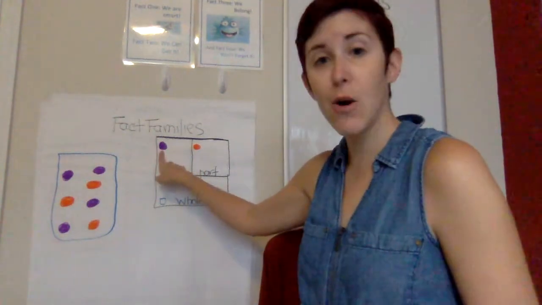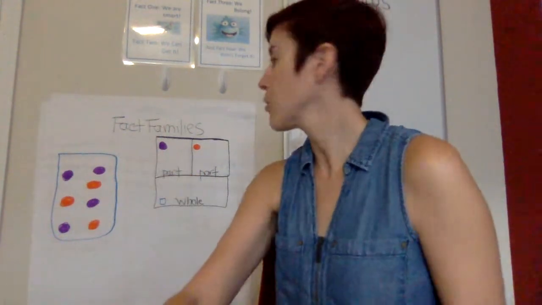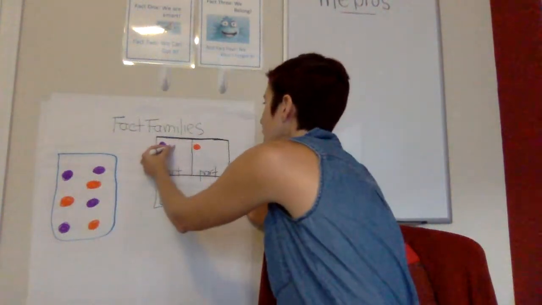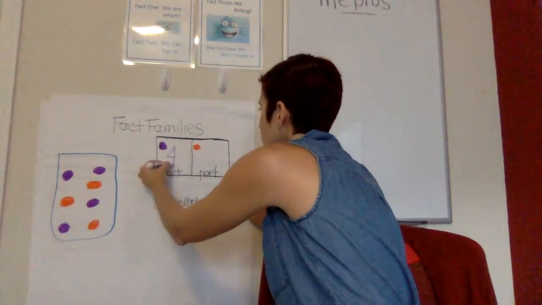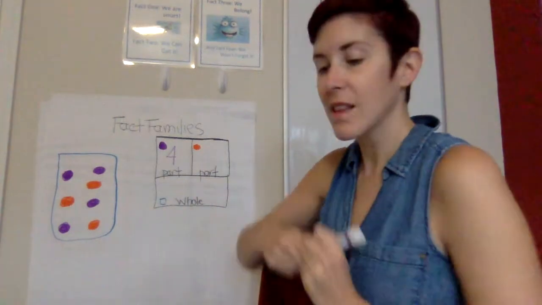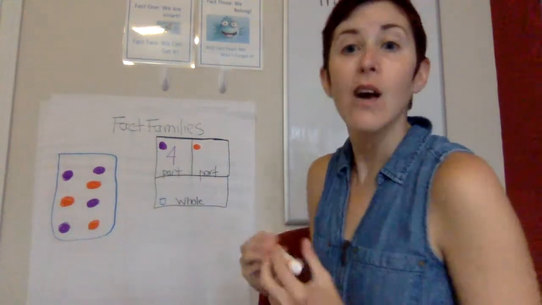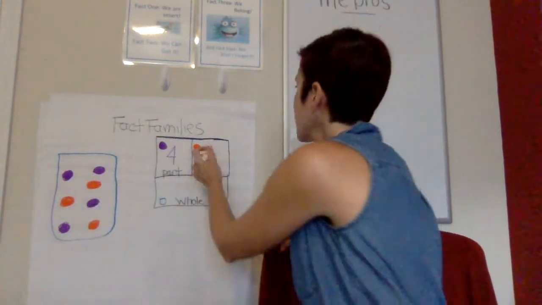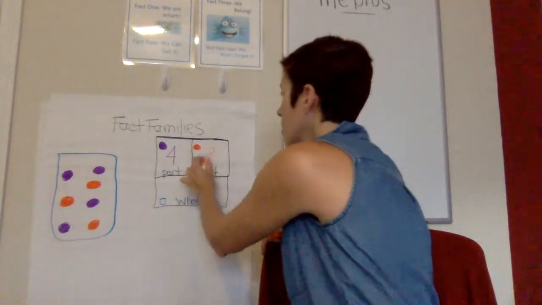So let's look at how many purple ones. So remember we said 1, 2, 3, 4. So I'm going to put the 4 right here. 4 goes right there. And then let's count how many oranges. How many orange? 1, 2, 3. So I'm going to put 3 right here.